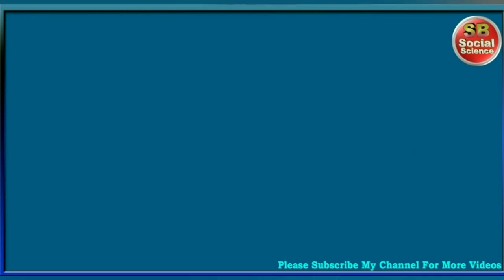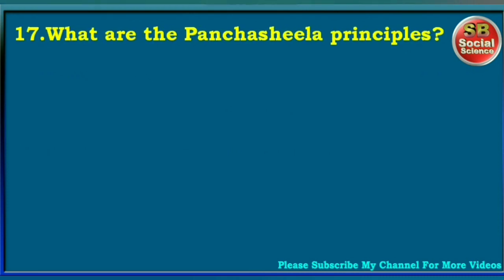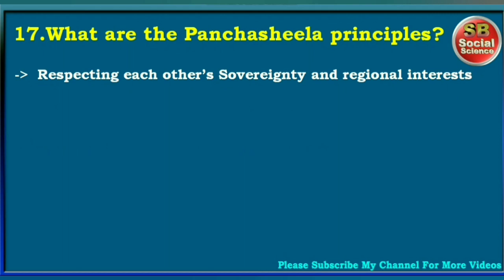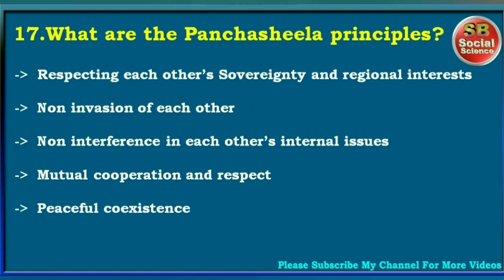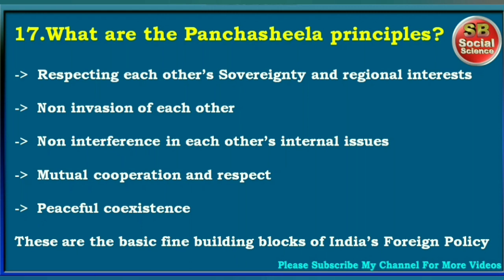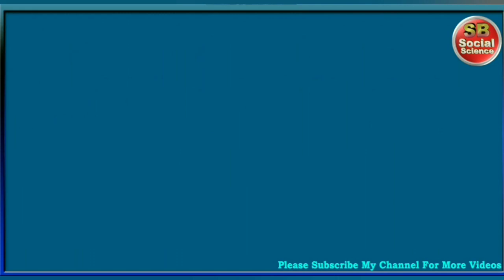Another important question is, what are the Panchashila principles? Let's see the answer. Respecting each other's sovereignty and regional integrity, then non-aggression against each other, and non-interference in each other's internal issues, then mutual cooperation and respect. After that, peaceful coexistence. These are the basic building blocks of India's foreign policy. Let's move to another question.